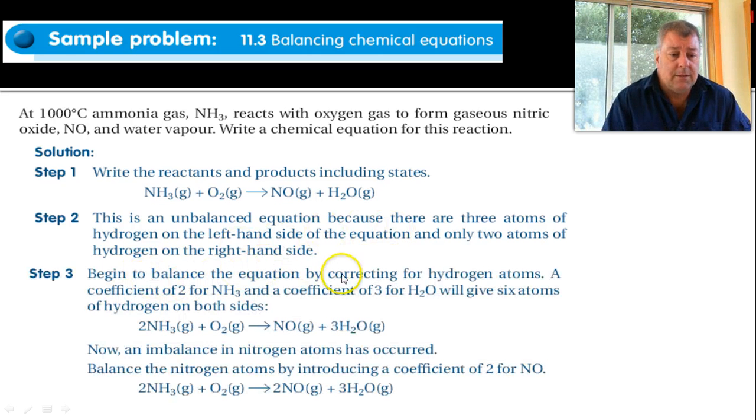Well, to begin the balance, we correct the hydrogens. And we can see here, let's get my little pen, that they've put a 2 in front of the ammonia and a 3 in front of the water. And that now gives us 2 times 3, 6 hydrogens, and 3 times 2, 6 hydrogens. But the flow-on effect is that we now have 2 nitrogens over here, because it's 2 times everything.